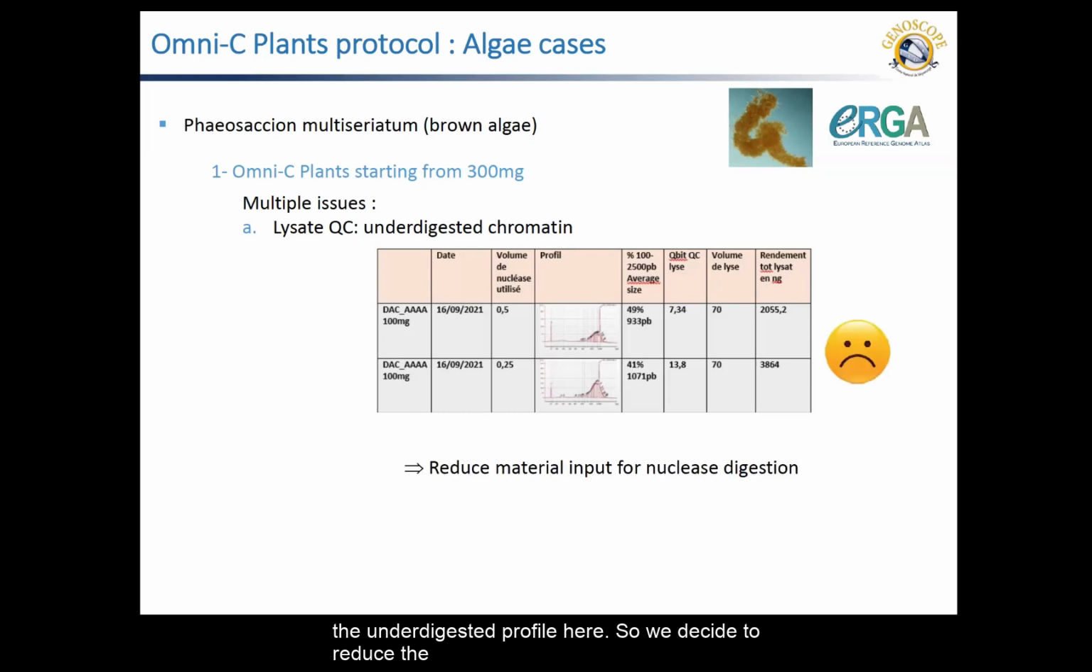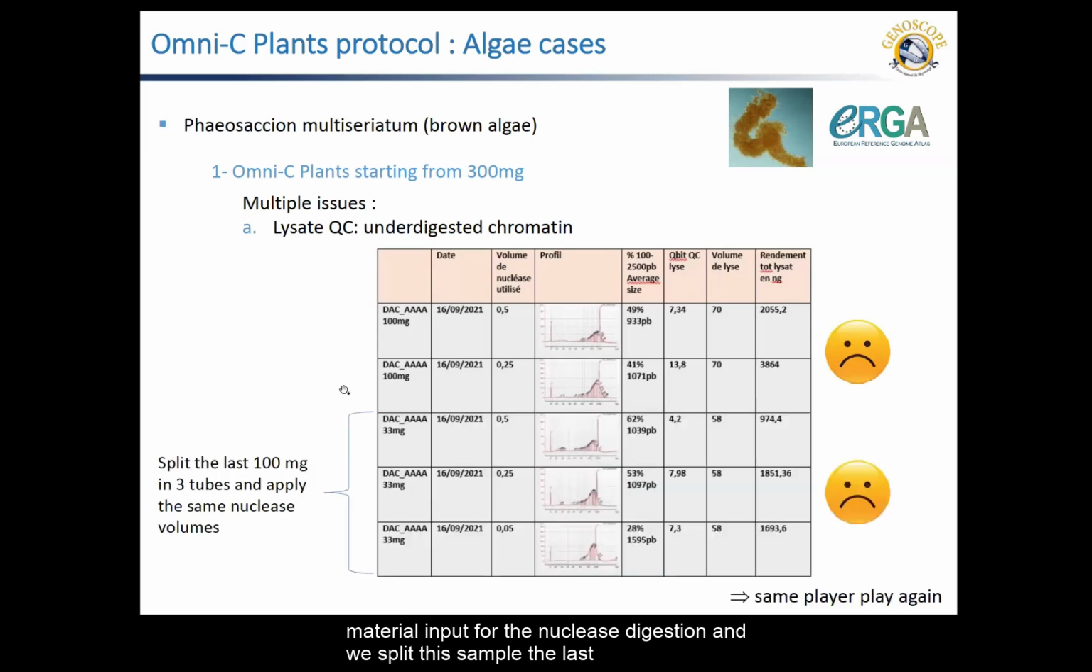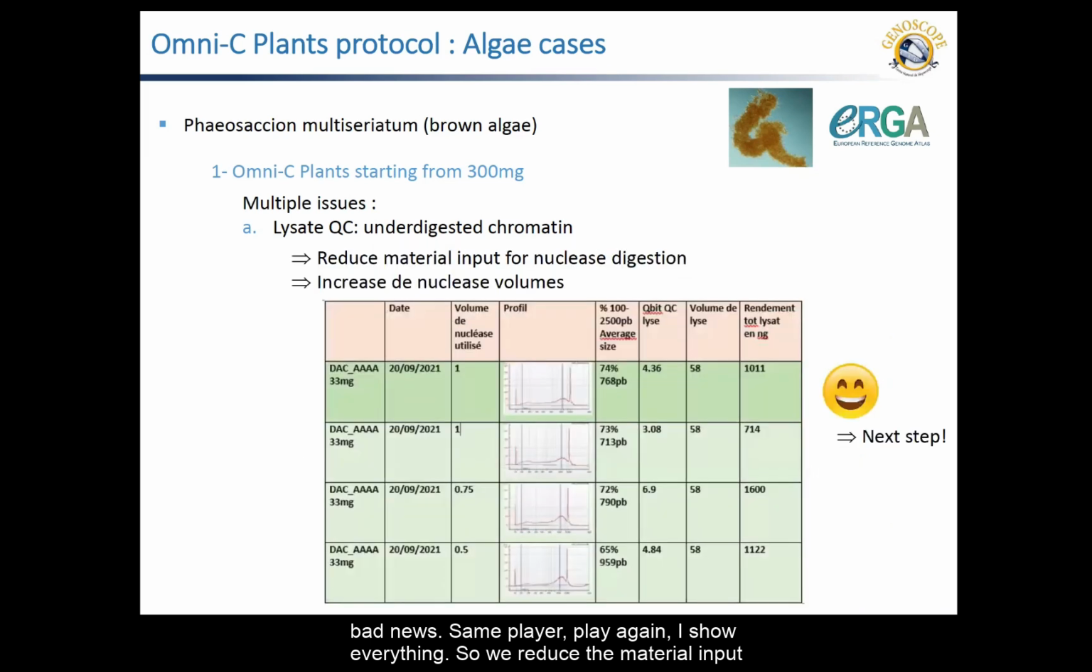So we decided to reduce the material input for the nuclease digestion. Laurie split the last 100 milligrams of this sample into 3 tubes, and she applied the same nuclease volumes. And bad news, same player, play again, as she always says. So we reduced the material input for the digestion, we increased the volume of the nuclease, and then, yes, we got it.